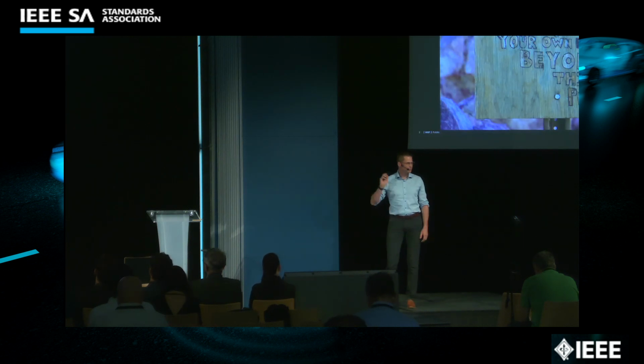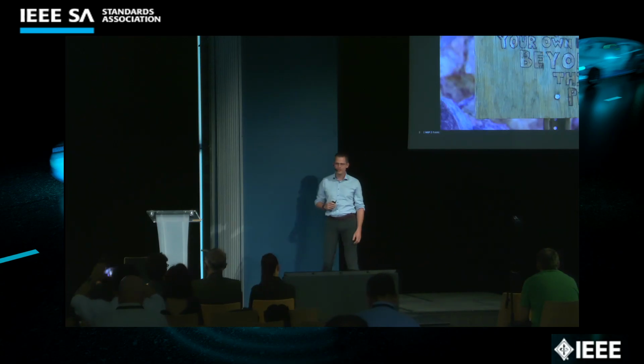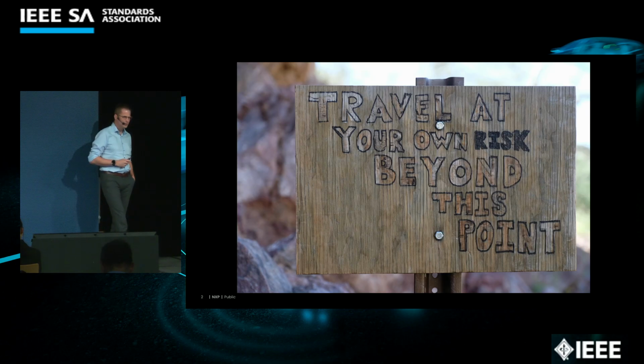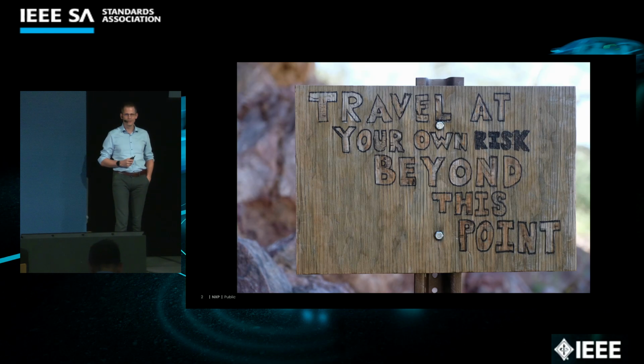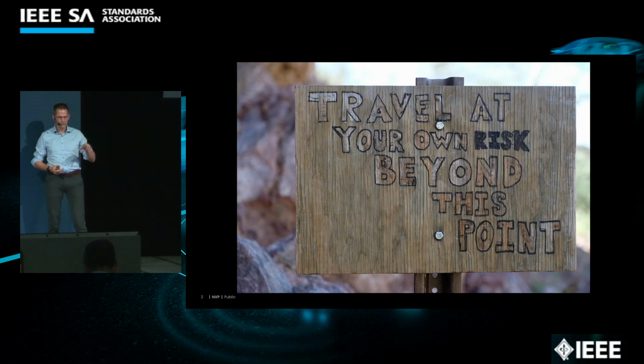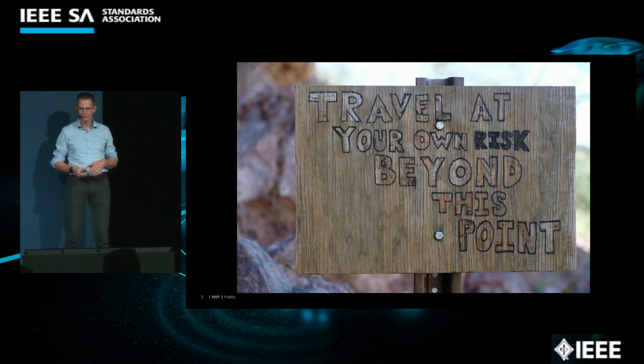I want to share this picture with you. I found it quite nice when I saw it on a hiking trail somewhere in the US. "Traveling at your own risk beyond this point." And this is a bit what was in the past in the car. When the sensors detected it's not working, it was switched off, and the driver was shown a light saying your ACC or whatever is now switched off. So travel at your own risk.